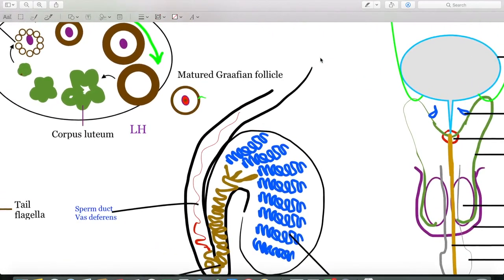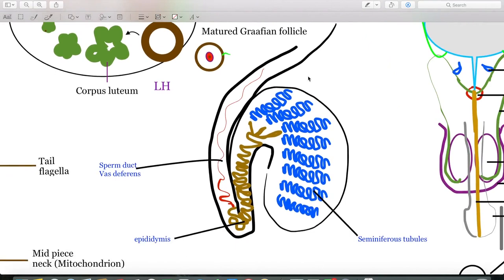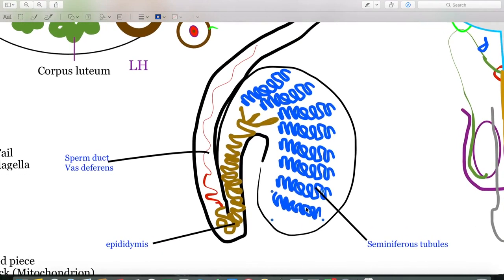And also, this is the structure of the testis. Please remember. This is the cross section of a testis and the sperm duct. Looking inside the testis, you have this tubule kind of structure, highly folded to increase the surface area to volume ratio. This is what you call the seminiferous tubules. Each one of these is a seminiferous tubule.